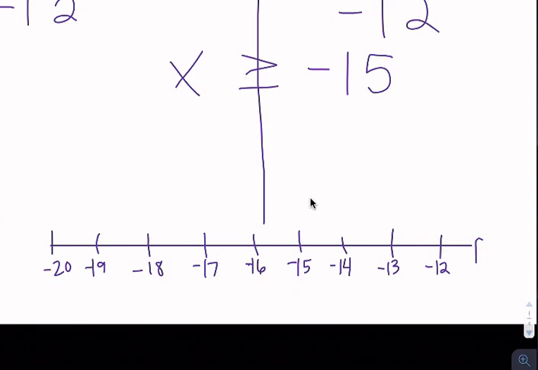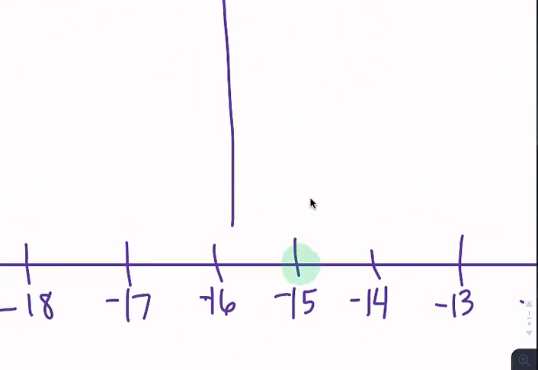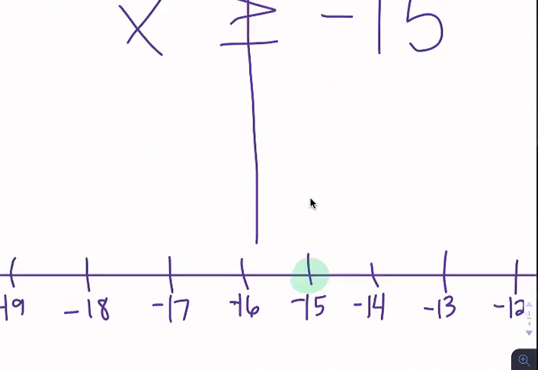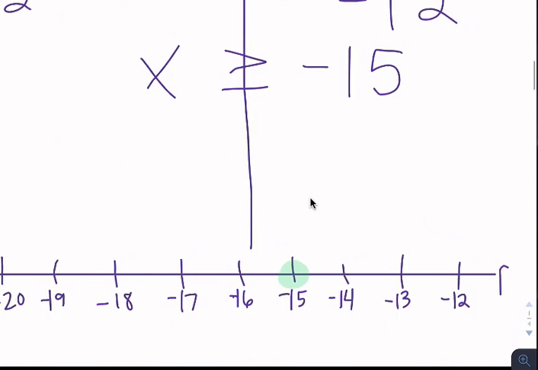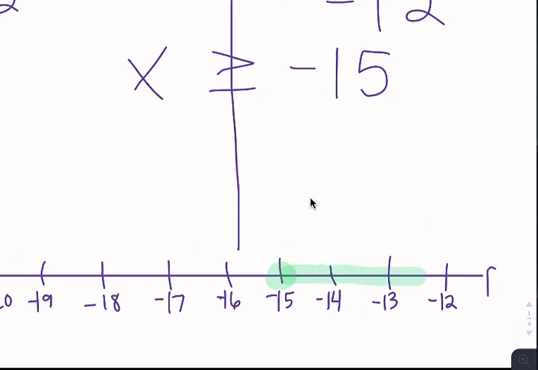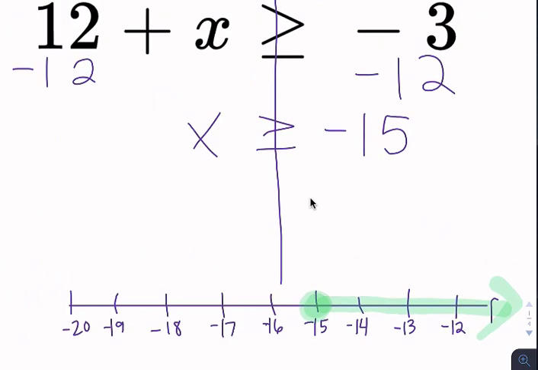So on negative 15, I am going to make my boundary point. And it is going to be filled in so that we know that negative 15 is a solution to this problem. And the numbers that are bigger are the negative 14, negative 13, negative 12. So going to the right. So there's my solution. Any of the numbers that are bigger than or equal to negative 15 are going to be a solution for this problem. So if I think about it, 12 plus negative 15 is negative 3, and negative 3 is equal to negative 3. So that's how that one works, and that's how we graph it.